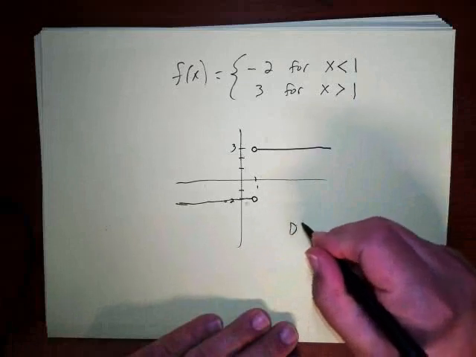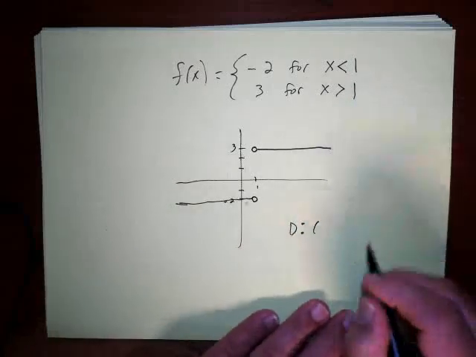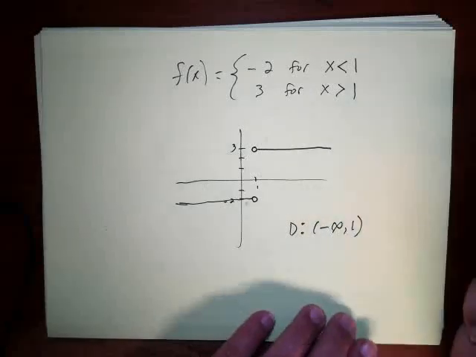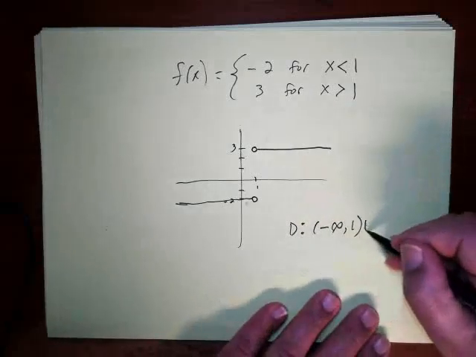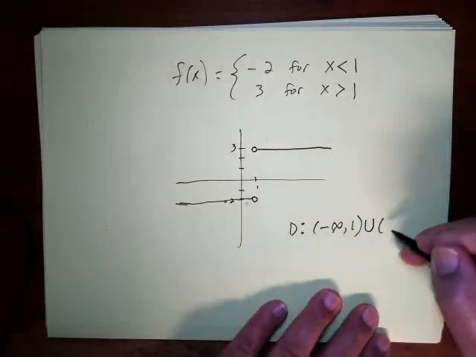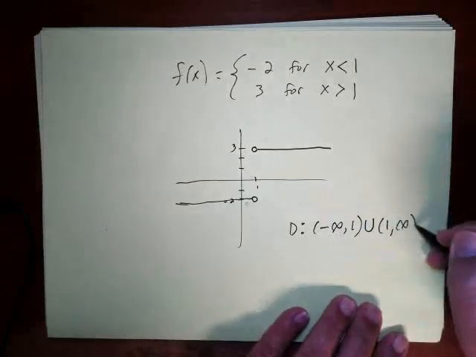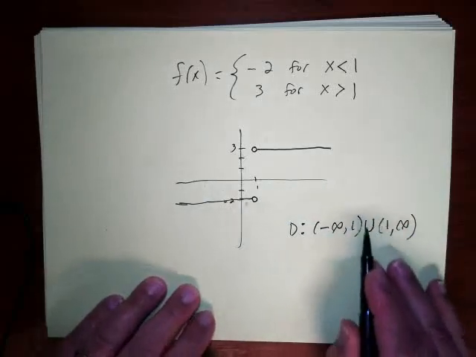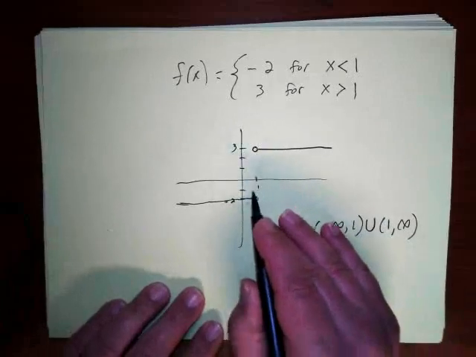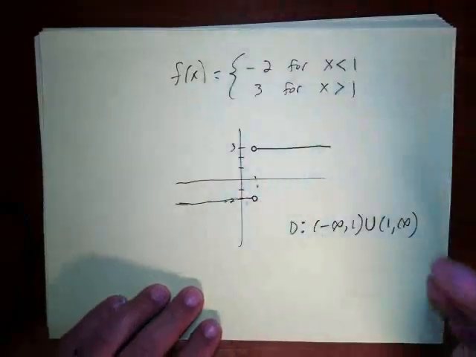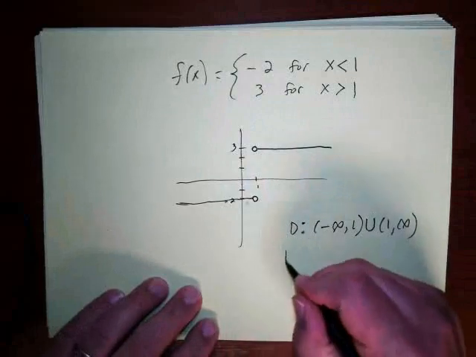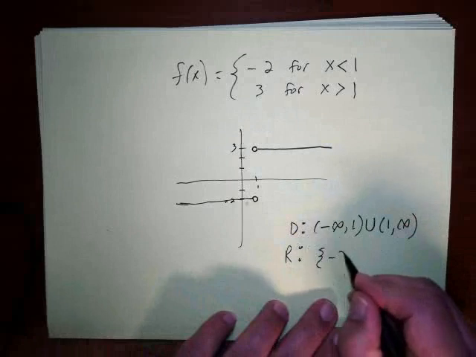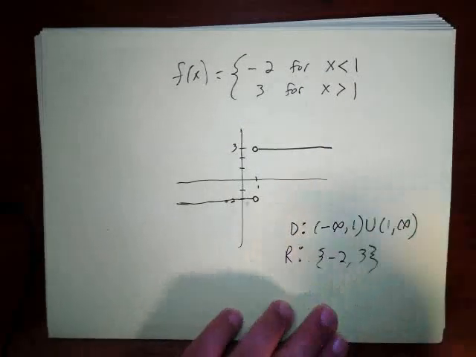And then if I were to state my domain, this would be -infinity all the way up to 1, but this would be a curved bracket because it doesn't include the 1. And then I'm going to union that with 1 all the way up to +infinity. Okay, so this is basically saying all real numbers except for 1. You're going to leave the 1 out, because at 1 it's not defined. Okay, and then the range here doesn't change. The range is still just those two numbers, -2 and 3.